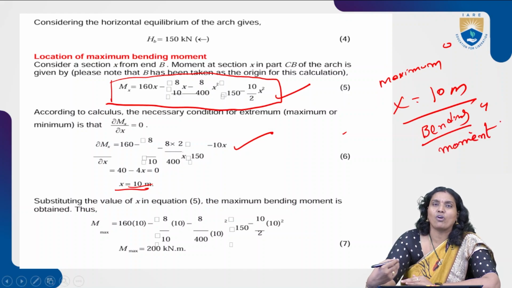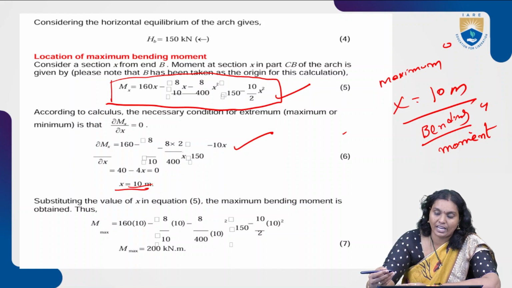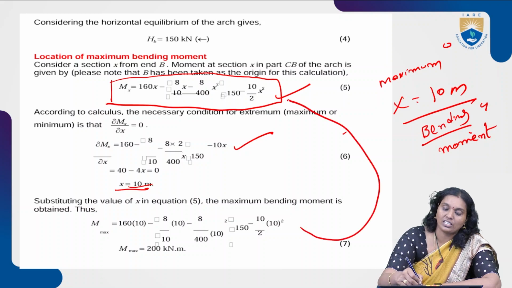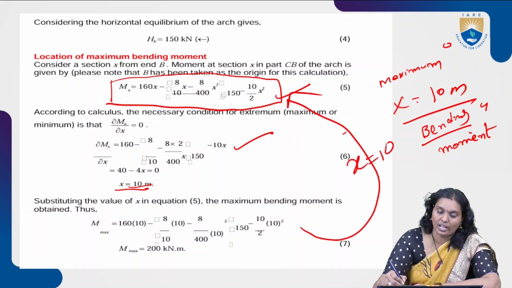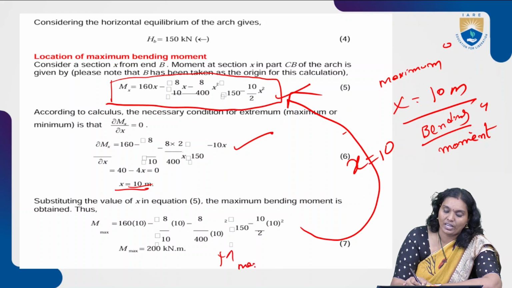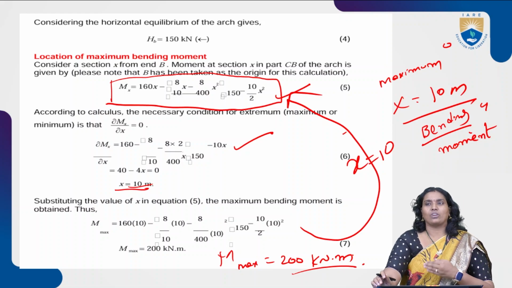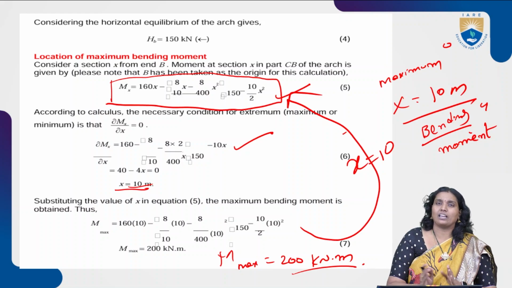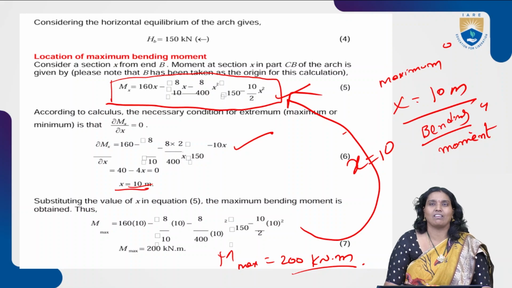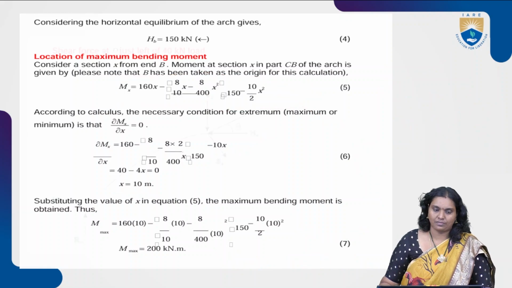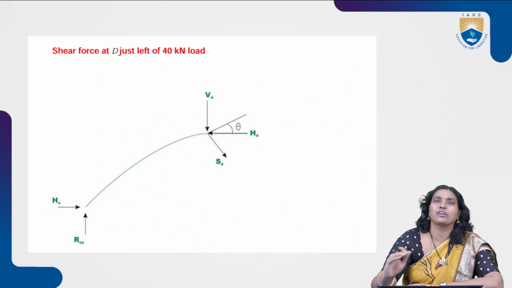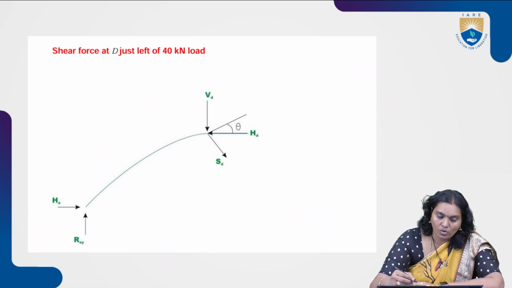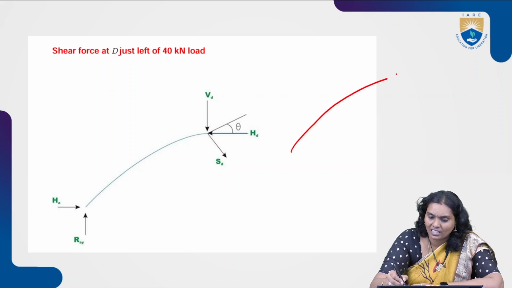Now substitute the value of x in this particular equation 5, so the maximum bending moment is obtained. Substituting x is equal to 10, finally the maximum bending moment is equal to 200 kilonewton meter. So like this we are understanding circular arches, semicircular arches as well as parabolic arches. And this is the shear force at B. The point load we are considering is the 40 kilonewton load.